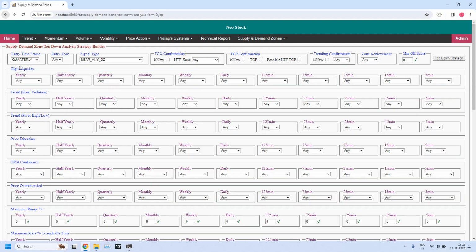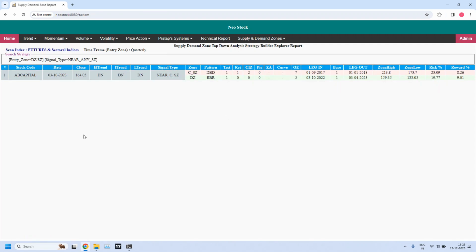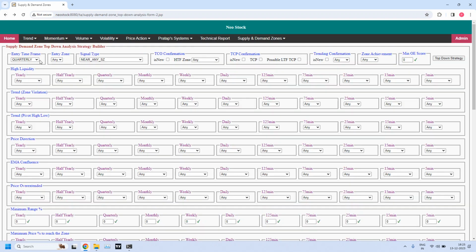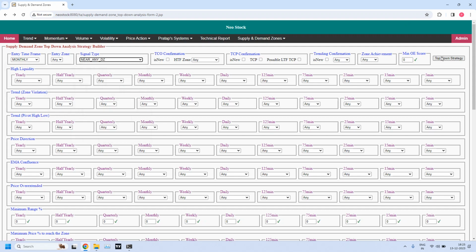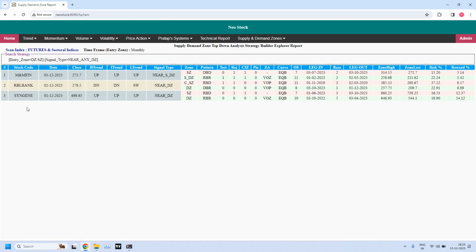Let's go back. Entry time frame is quarterly. Let us find the stocks near quarterly supply zone. So one stock is filtered. So let's go back. Entry time frame is monthly. Let us find the stocks near monthly demand zone. So 3 stocks are there near monthly demand zone.